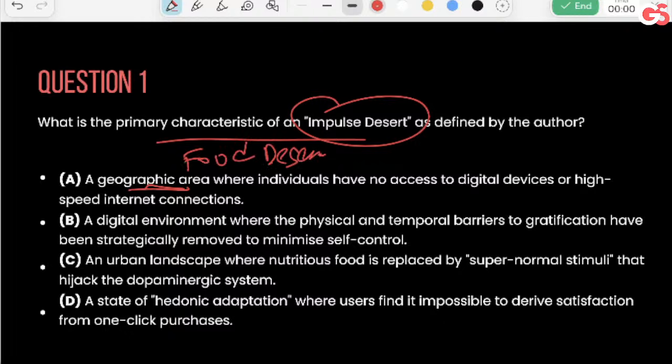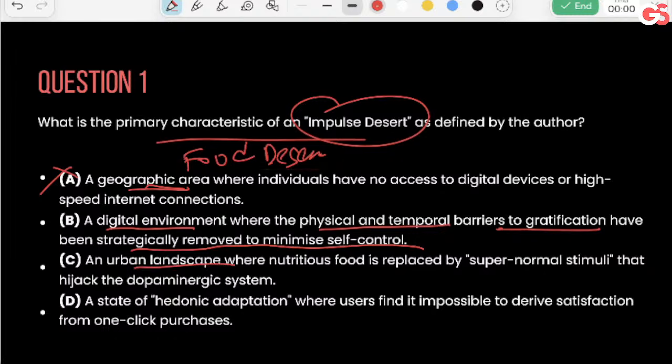एक बात बताऊं, जिन लोगों की वोकेबलरी में प्रॉब्लम होगी वो इस पैसेज को समझने में कंफ्यूज हो सकते हैं, बट कॉन्टेक्स्ट से शायद मालूम पड़ जाए. फूड डेजर्ट एक्चुअली एक जोग्राफिकल एरिया है. इम्पल्स डेजर्ट तो फिर ये एक गलत हो गया, because it's not the geographical area. Digital environment, yes, with the physical and temporal barriers to gratification strategically removed to minimize self-control. Yes, that is it. यही तो है. आगे देखते हैं. Urban landscape नहीं.